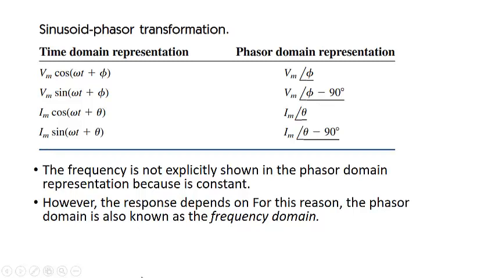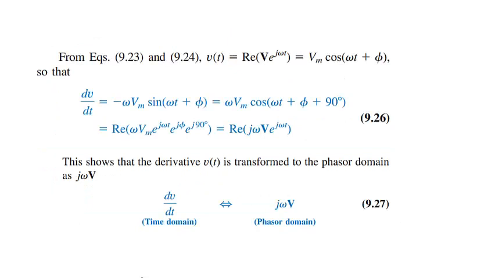The frequency is not explicitly shown in the phasor domain representation because it is assumed to be constant. However, the response depends on the frequency, and for this reason the phasor domain is also known as the frequency domain. The response finally depends upon this frequency. If the frequency changes, the response may change, and that is why it is usually known as the frequency domain. We don't have to go into that, you just have to see what will happen. One more important thing is the mathematical derivation.